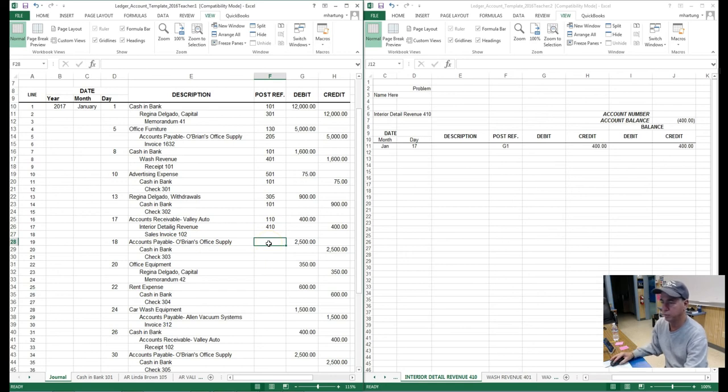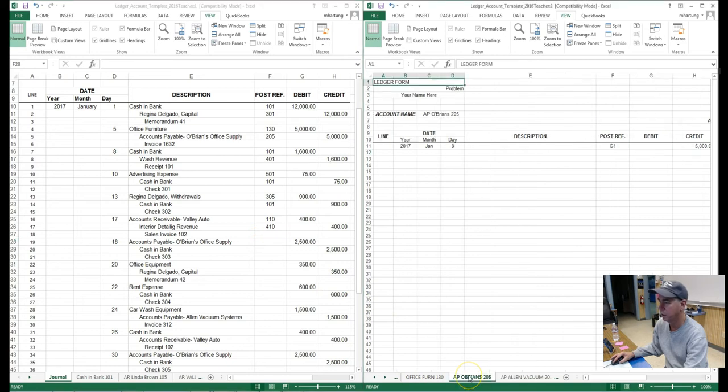18th, accounts payable, O'Brien's office supply. That's going to be a liability. What level would that be? 100, 200, or 300? The answer is practice. Get it right. Yes, 200. Look for a 200 level accounts payable to O'Brien's office supply. There it is. AP, accounts payable O'Brien's.